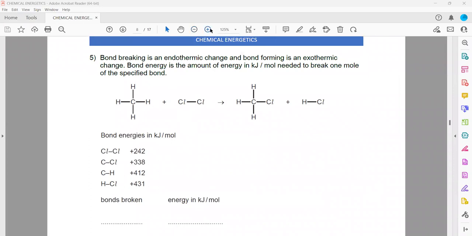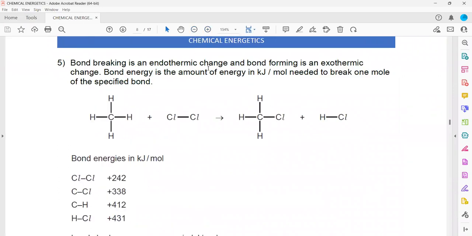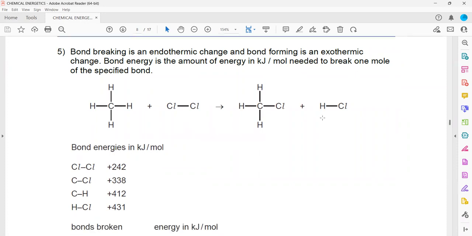In question 5, bond breaking is endothermic, whereas bond forming is exothermic. Bond energy is the amount of energy needed, in kilojoules per mole, for 1 mole of a specific bond.